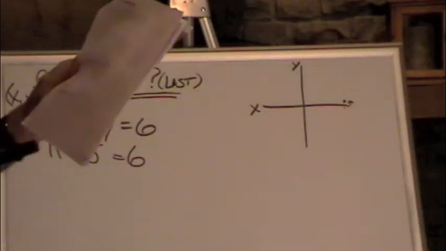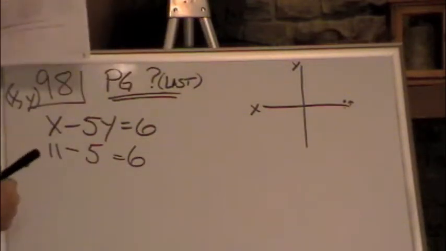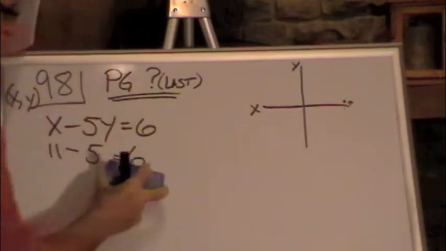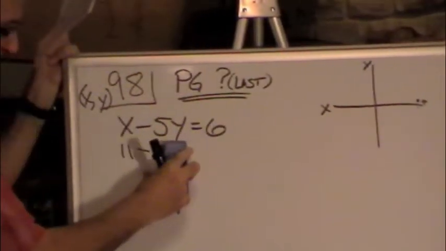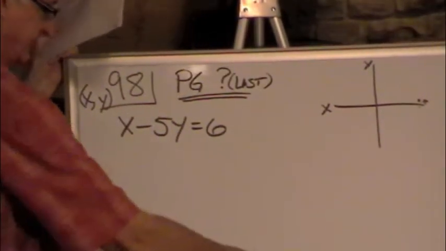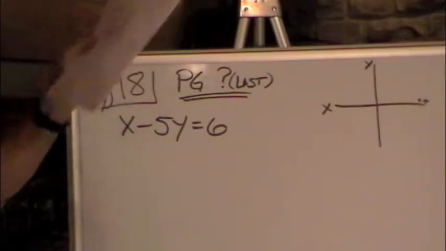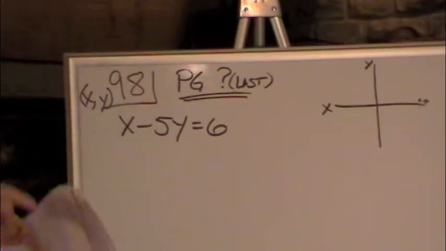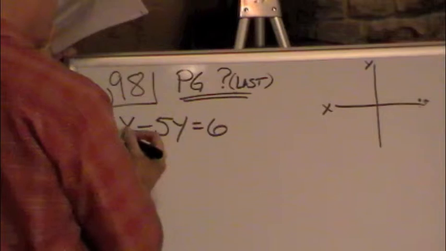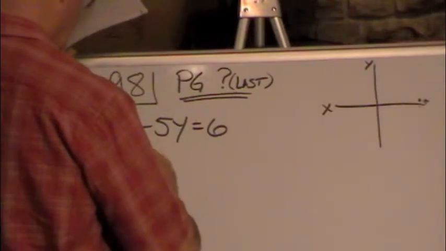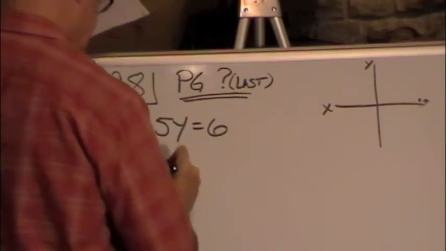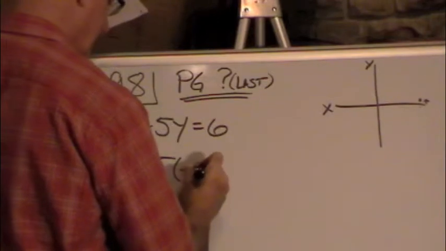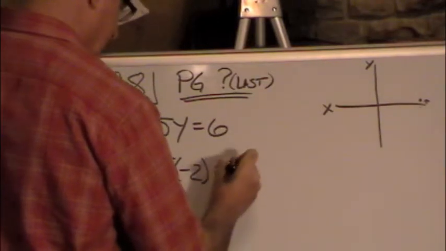Let's look for another one. Let's try the next one. Let's put in those numbers. Now I'm going to erase these to get them out of the way, so you can go back and relook at that if you need to. What are the next two numbers? 4 and negative 2. X is the 4 minus 5 times what? A negative 2 equals 6.